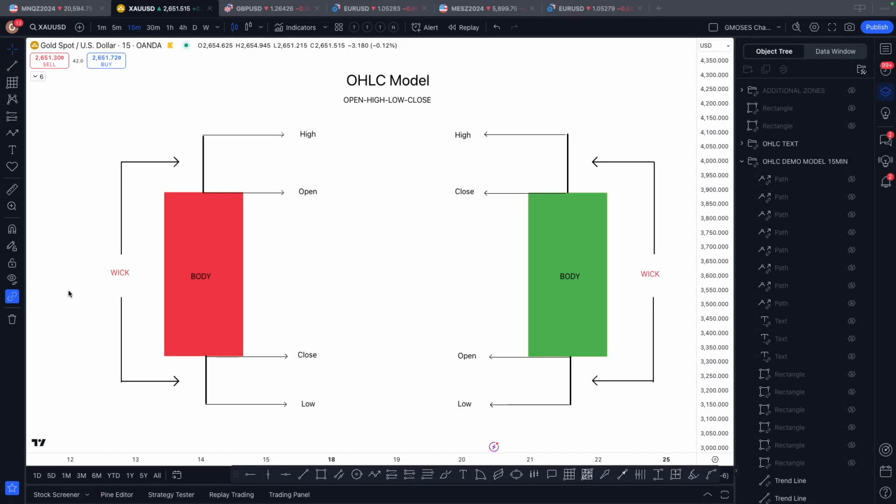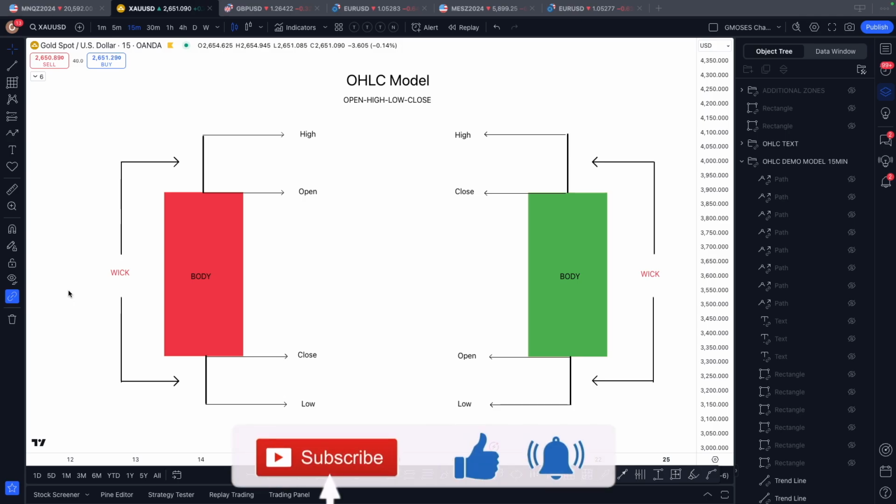All right, you guys, so let's start off by talking about our OHLC model. And basically what this stands for is open, high, low, close. And this is based on the anatomy of the candlestick.